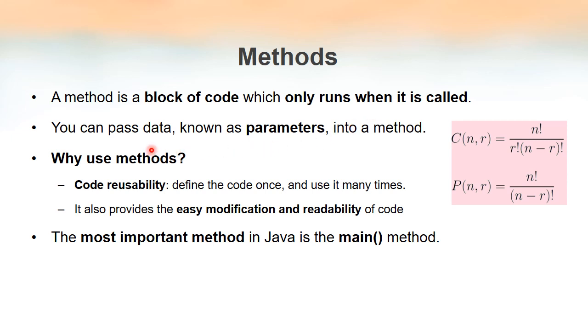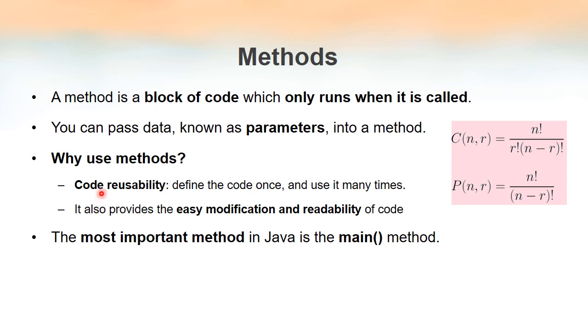And also we can pass additional data to a method, and they are known as parameters. I just want to remind you, methods are functions, the functions that we have studied in the C programming language. The same thing is known as methods in Java, only the name is different.